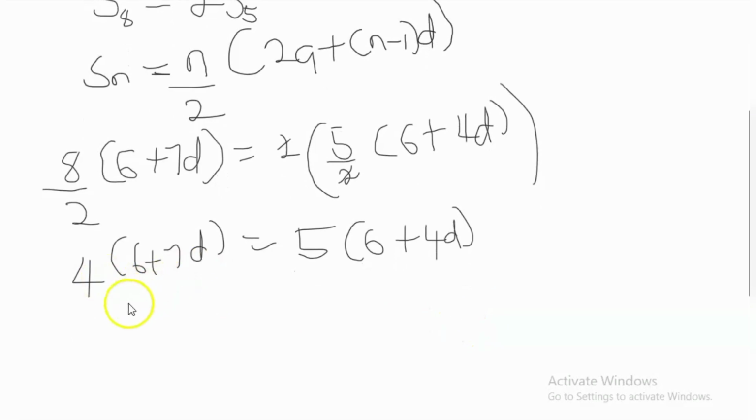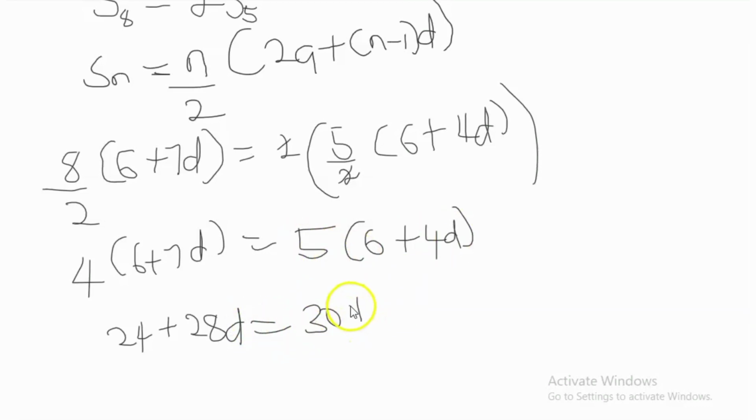Okay, so now we can open up the bracket. 6 multiplied by 4 is 24. 7 multiplied by 4 is 28d. 5 multiplied by 6 is 30. 5 multiplied by plus 4d is plus 20d.